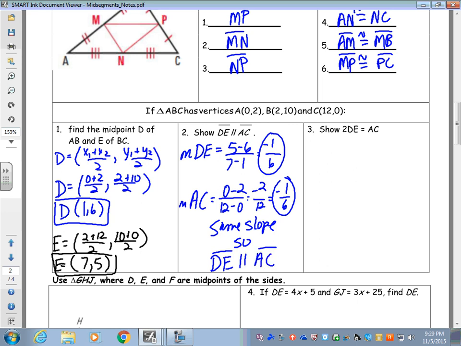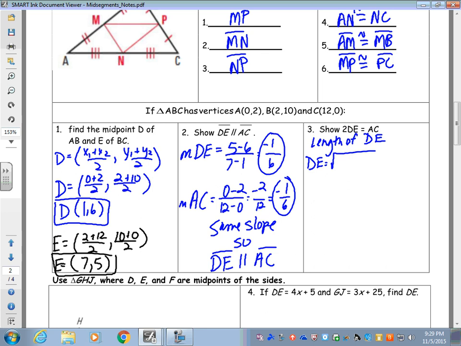Okay, so using your slope formula, your midpoint formula, and your distance formula, because anytime I see two letters written side by side, that's showing distance. So here they're asking us to find the length of DE, and to do that, I'm going to have to use the distance formula.